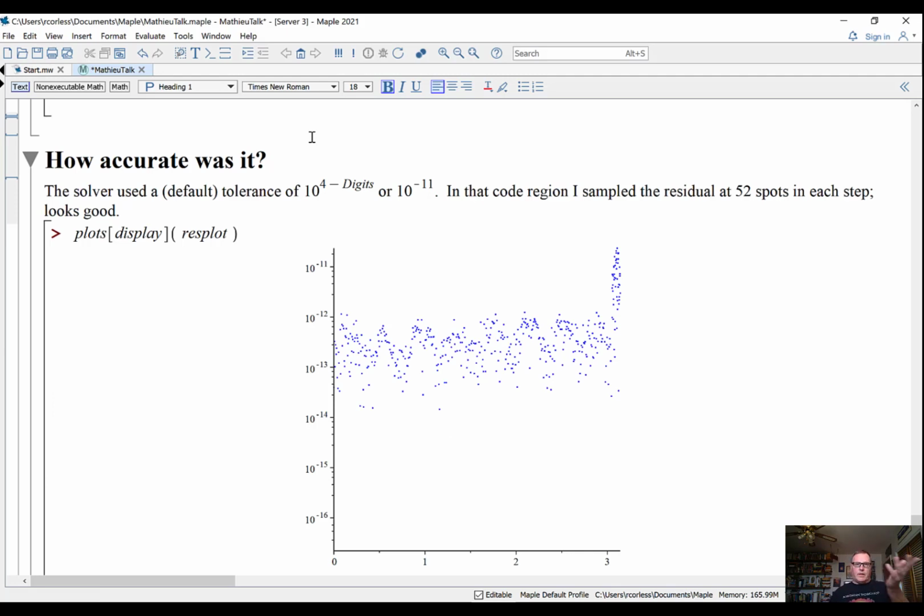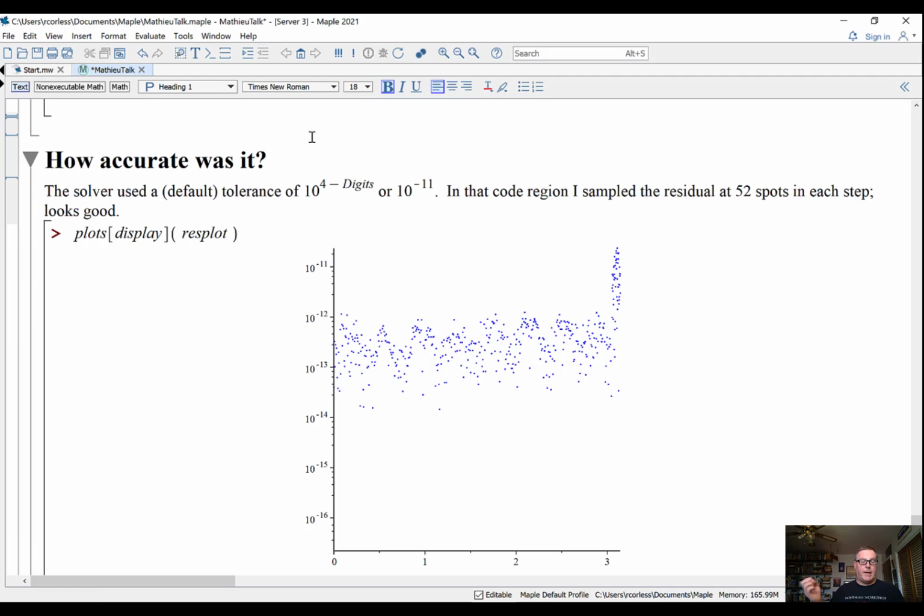I used the default tolerance of 10 to the 4 minus digits, so that was 10 to the minus 11. After it's computed, I sampled the residual at 52 points over each step. What do you mean residual? I differentiated my interpolant. It's a beautifully smooth interpolant on each piece. I differentiate that 2 times, substitute that in for y double prime in the equation.